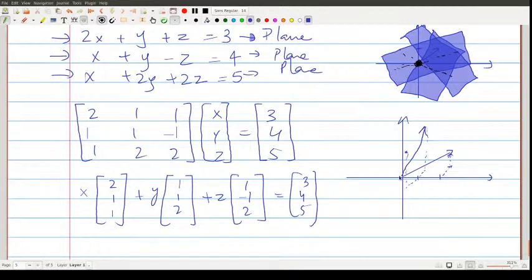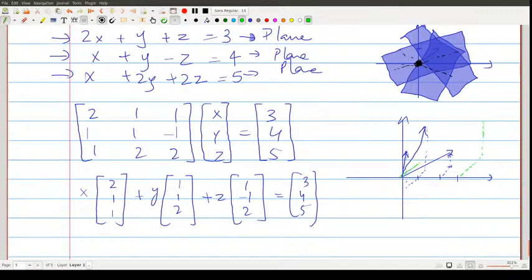So again, I have 3 different vectors, and now I want to combine them together in such a way, scale this a bit, scale this a bit, scale this a bit, and add them together to get the vector 3, 4, 5. So the right hand side that I want is 3 in this direction, and 4 in this direction, and 5 in this direction.